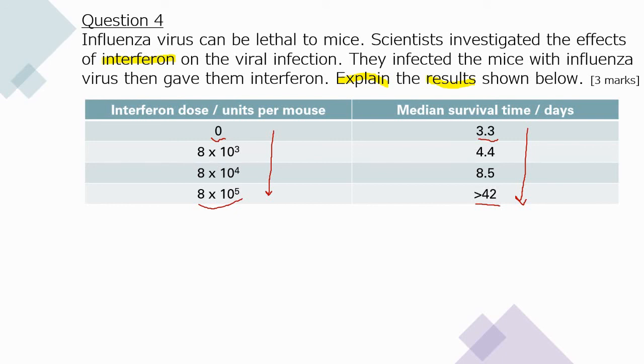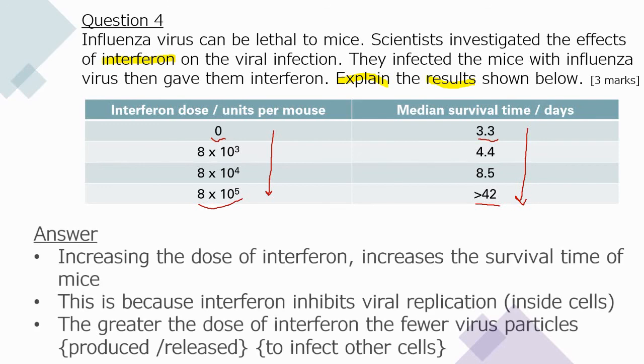And now we've got to think about our knowledge of interferon, because this is an explain question. We know that interferon inhibits viral replication. So influenza virus, therefore viral replication. Interferon inhibits viral replication. And then we can also say that the greater the dose of interferon, the fewer virus particles produced to infect other cells. We can see our answer here.